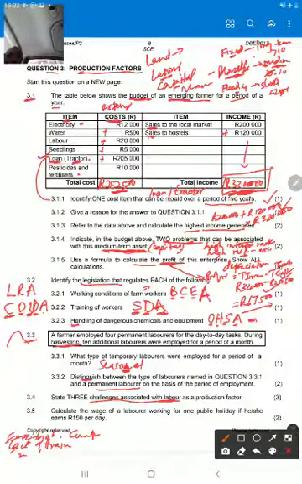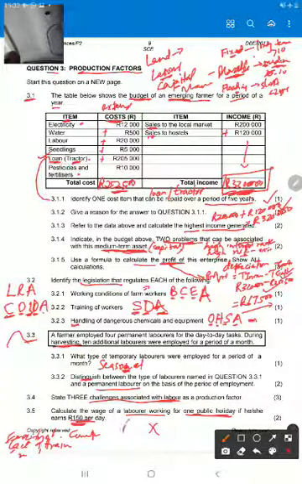Calculate the wage of a laborer working for one public holiday if she earns 150 per day. Guys, on a public holiday, according to the Basic Conditions of Employment Act, if you are working on a public holiday, you must get twice what you are paid on a normal day. On a normal day, this laborer gets 150. But now, because it's a public holiday, she needs to get twice that. So for that day she will get 300 rands.